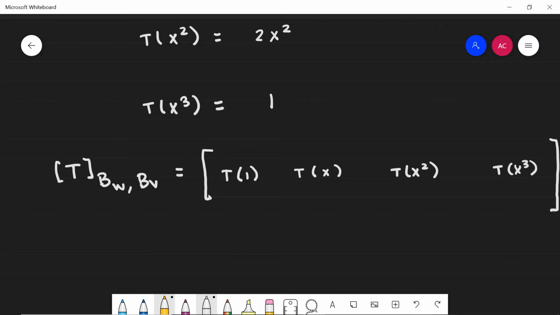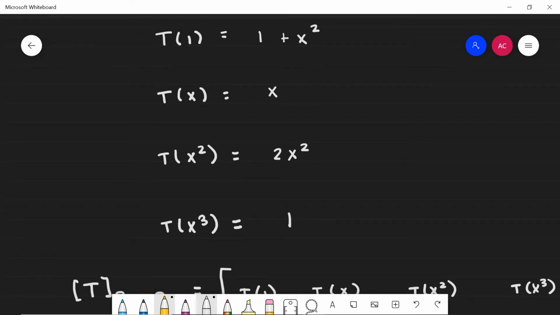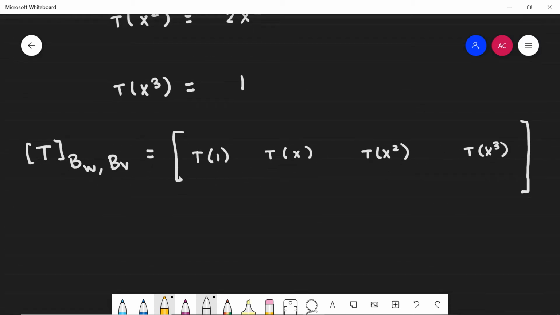Now, I want to construct a matrix. These are going to turn into columns of a matrix. But right now it doesn't make sense, because T applied to 1 is a polynomial, 1 plus x squared. It's not a column vector. I need to turn it into a column vector. The way I do that is I look at each of these vectors, which are vectors in W, and take their coordinate vectors with respect to the basis that I chose for W.